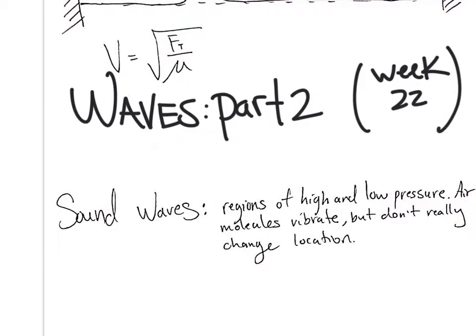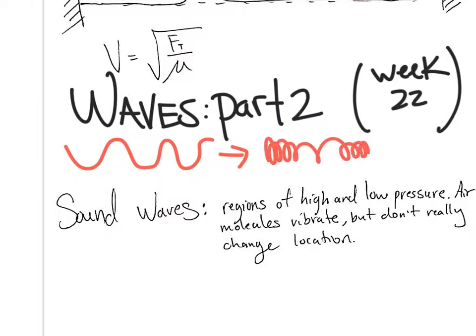All right. So, in the previous lesson, we talked about transverse and longitudinal waves. These are just representations of them, where in a transverse wave, the medium moves perpendicularly to the direction of the wave, and in a longitudinal wave, the medium moves parallel to the direction of the wave. So we're going to talk about sound waves.